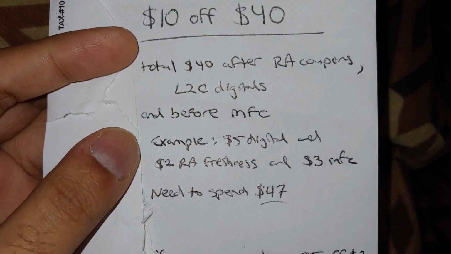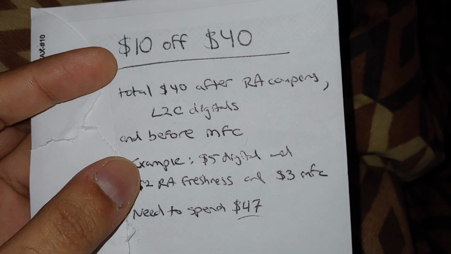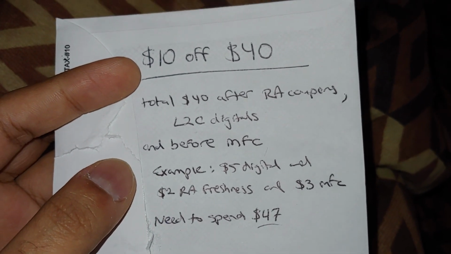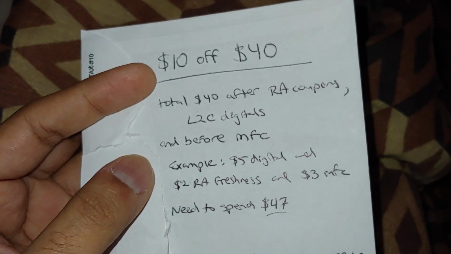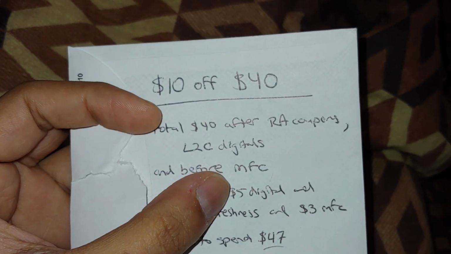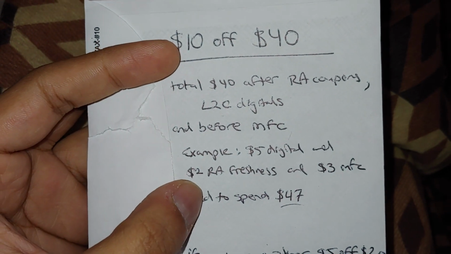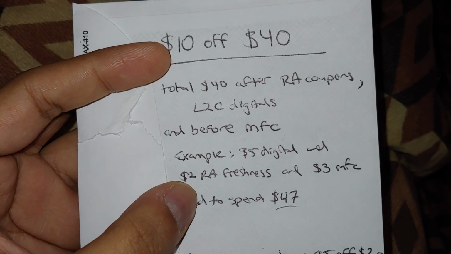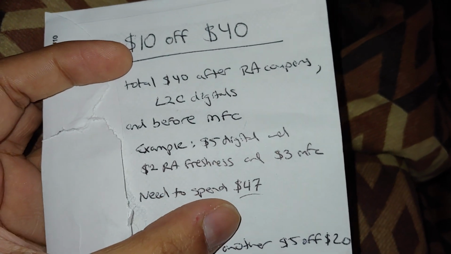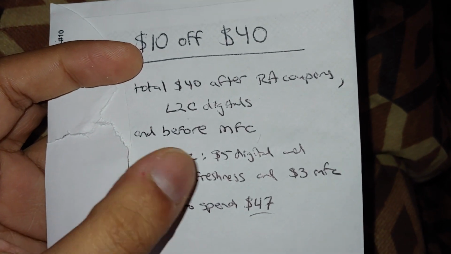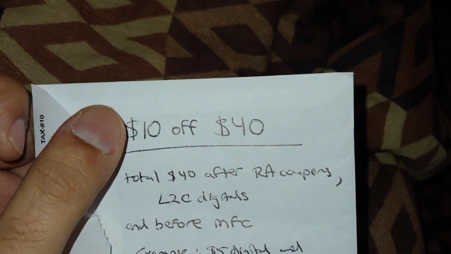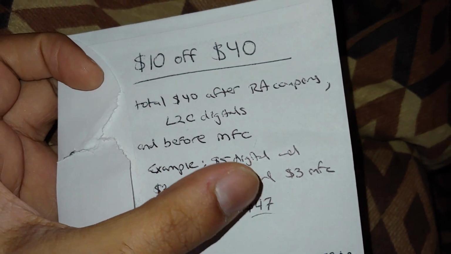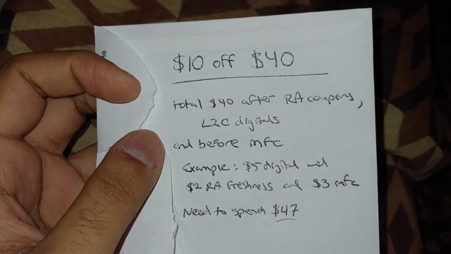So for an example over here, if you have a $5 digital and $2 Rite Aid freshness coupon and a $3 manufacturer coupon. Now, working backward, you have a load to card digital for $5 and a $2 Rite Aid freshness coupon. Automatically you should think, okay, I need to spend $47 in order to use the load to card digital, the Rite Aid freshness coupon, and a 10 off of 40 at the same time. Then the $3 manufacturer coupon you can give.